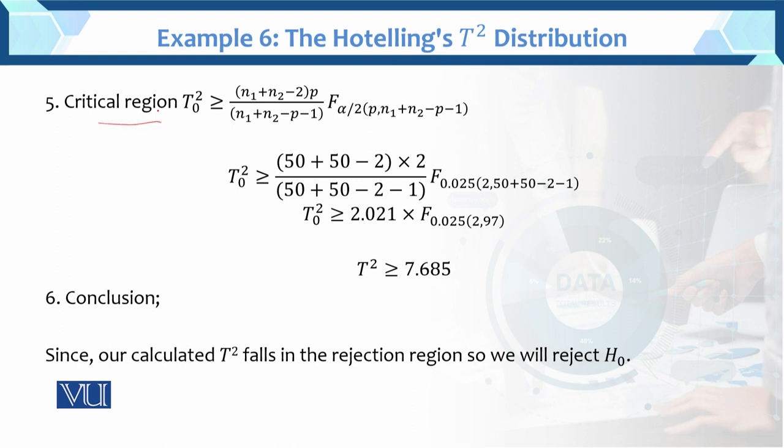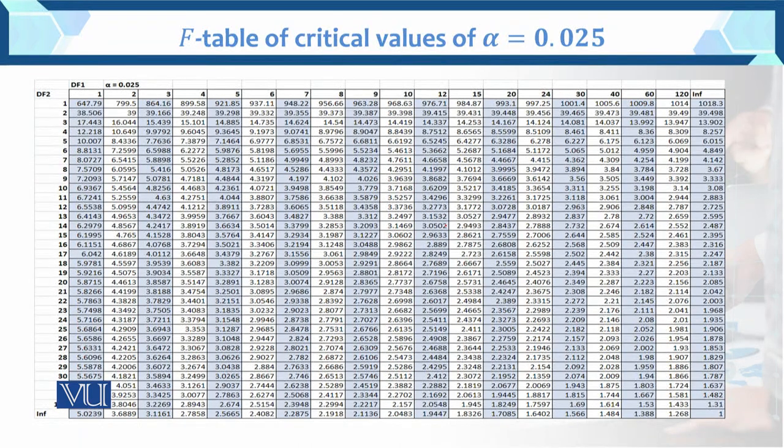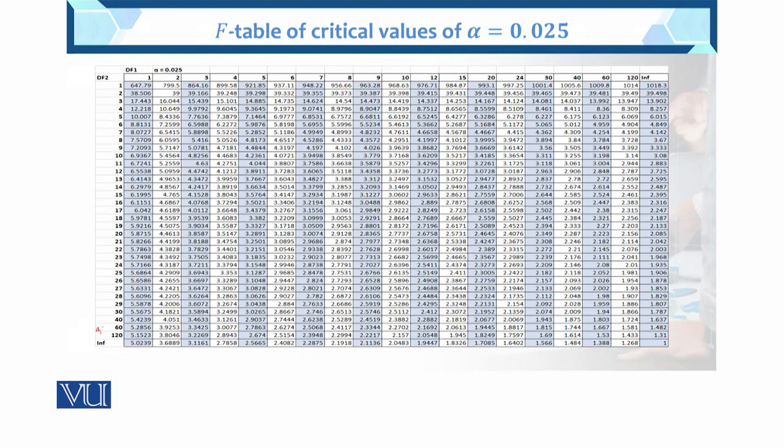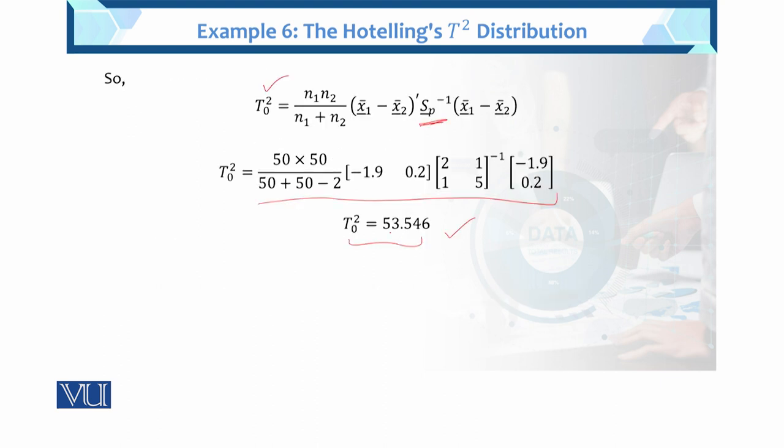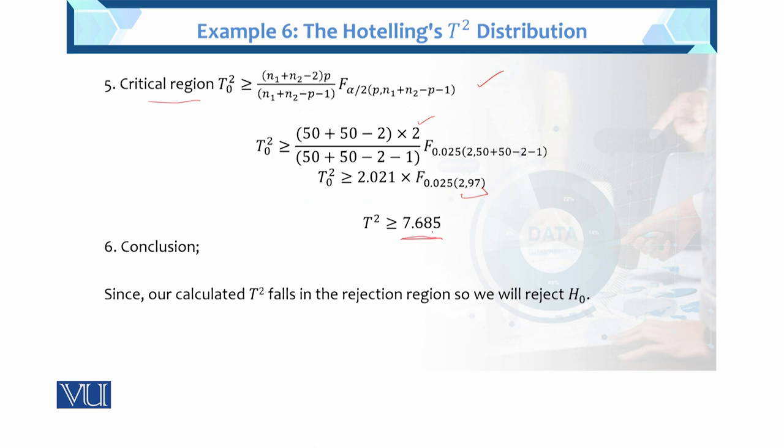Now for the critical region for two samples, here alpha equals 0.05 and alpha by 2 is equal to 0.025. p equals 2, since we have a total of 2 dimensions. Now 2, 97, alpha by 2, 0.025, 2 and 97. Again, you know there is no value at 97, so we take the value at 120, which is 3.8, and multiply it by the factor we have here, which equals 3.8046. After multiplying, the final result is 7.685. The calculated value is 53.546 and the table value is 7.685. The calculated value is greater than the critical value, so we reject H naught at 5% level of significance.